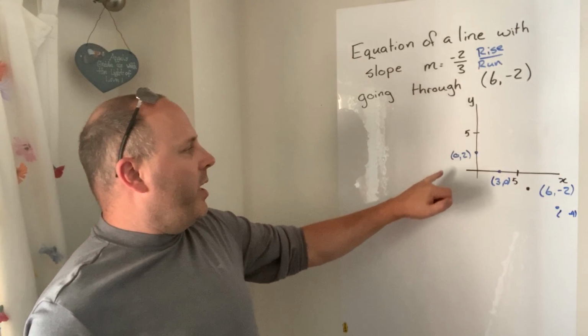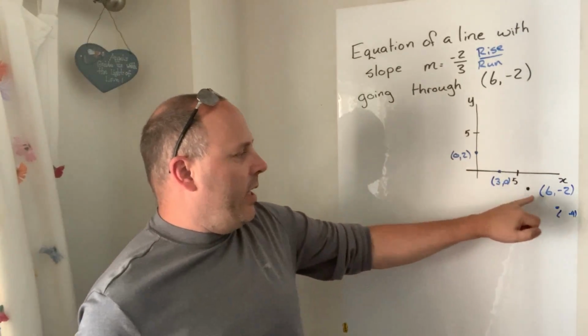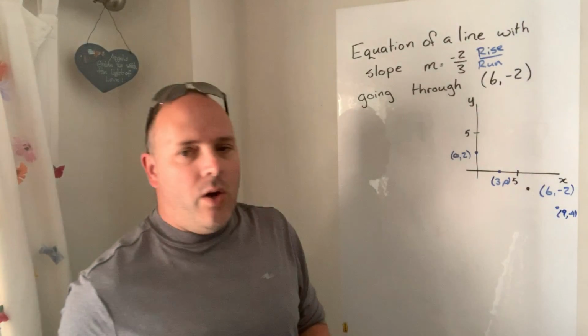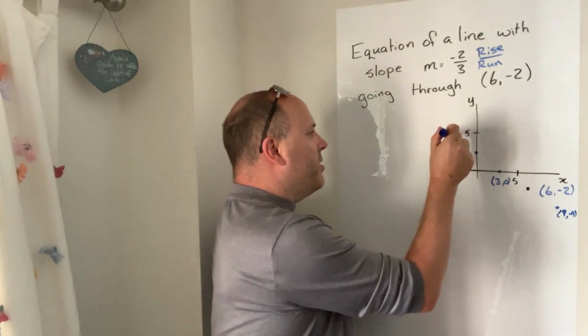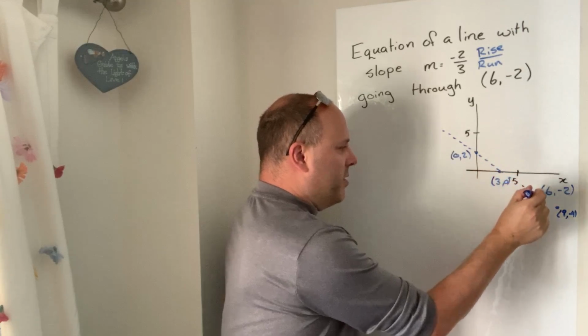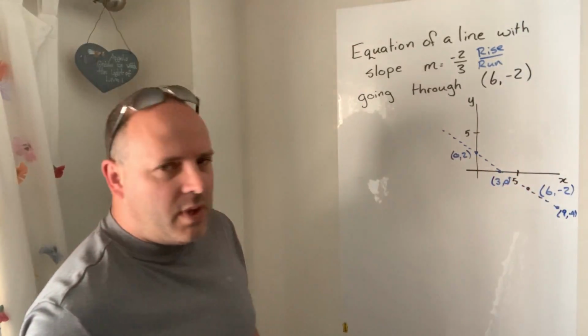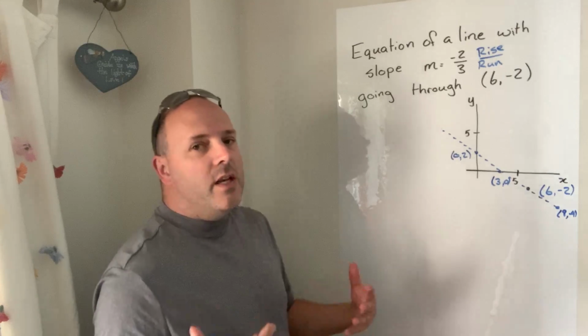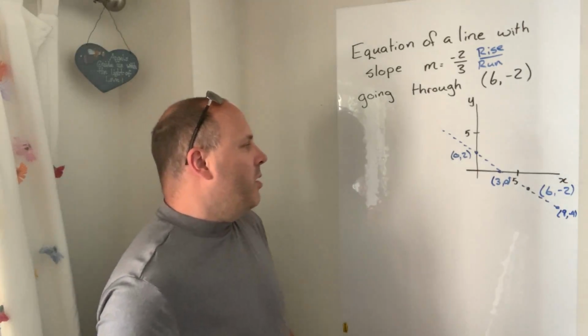And I go 3 on the x-axis: 0, 3, 6, and this one would be 9. Right, all those points are on the line, so the line should go something like that. It's a really good idea to always sketch out your line to get a visual picture of what it looks like.